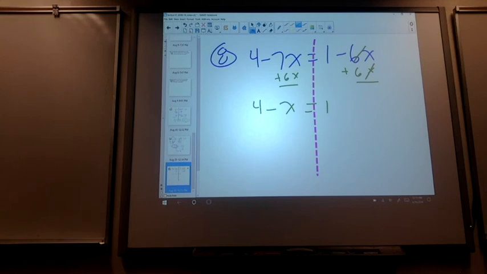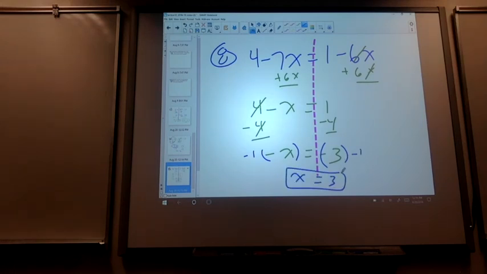Cool. And then I would subtract 4 because that's a positive 4. And then I have this negative here. So that basically means I'm going to multiply that by negative 1 and that by negative 1. So we find that x is equal to 3. Does that make sense? Yeah. Cool. What else we got?